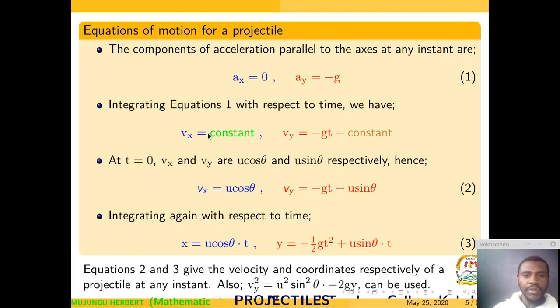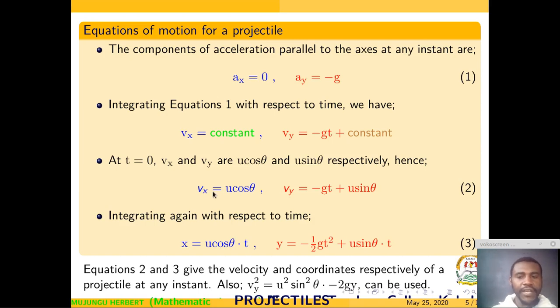Now to remove these integration constants, this in green and this in brown, we use initial conditions at time equals 0. What was the initial component of velocity horizontally? It was u cos theta. What was that of velocity vertically? It was u sin theta. So when we plug them into these expressions, we get equation 2 as our equations for velocity after time t for a particle projected at an angle theta above the horizontal.